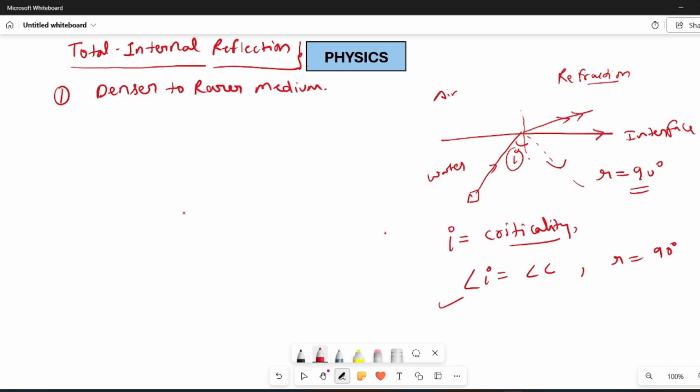Now, what happens when the light is going to travel from a rarer medium to a denser medium? See, this is my angle of incidence.